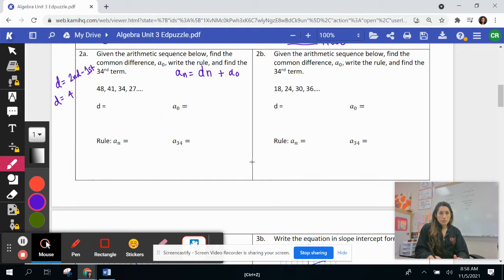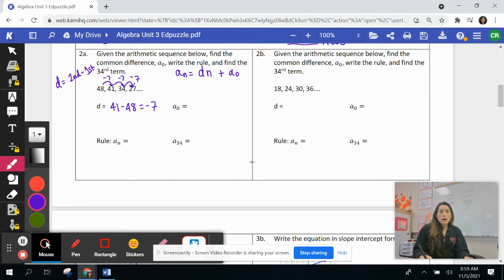Actually, let me write this somewhere. Give myself a little more space. Our second minus our first. So 41 minus 48. And that's going to be -7. So our common difference means that we are subtracting 7 each time to get to the next term. So from 48, if I subtract 7, I'm getting to 41. Subtract 7 again, I'm getting to 34. Subtract 7 again, I'm getting to 27.